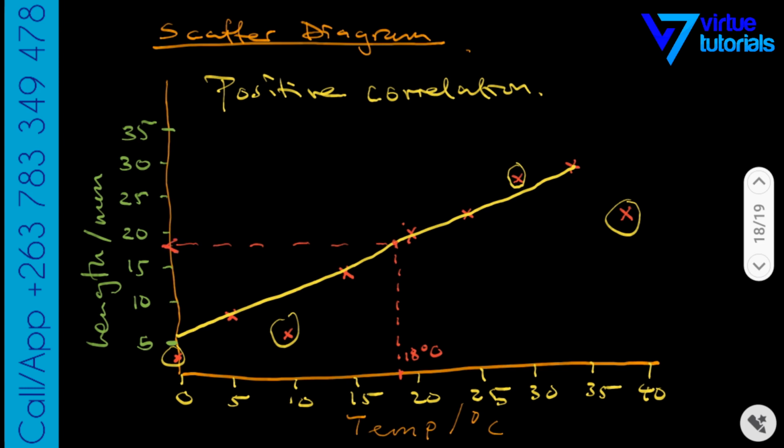to the vertical axis. So at 18 degrees Celsius, it seems as if we've got about an 18 millimeter length. That's the length that you expect. You expect the seedling to grow to 18 millimeters. And this information, you're getting by using your line of best fit, which you plotted in the first place. So what did we do?